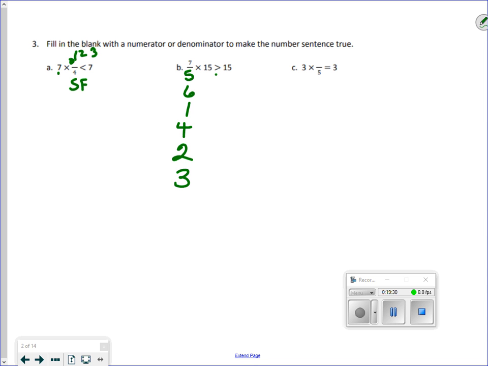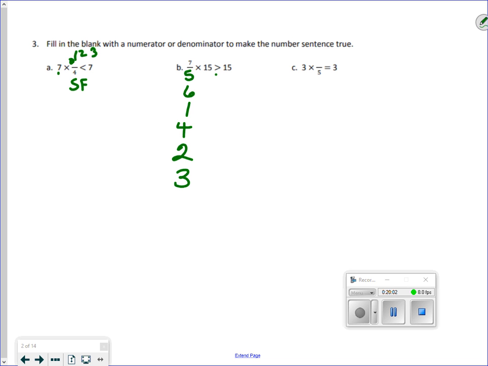3 times something fifths is equal to 3. What would your fraction be to make that statement true? I'm going to call on someone different. I've got the same people raising their hands. Think about it for a second. I'm going to call on someone different. The same 4 people raising their hands. What can go in that blank?